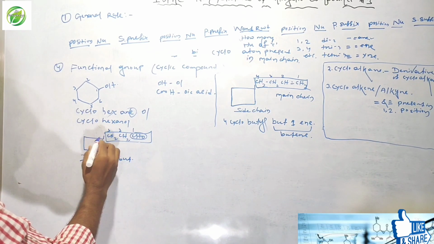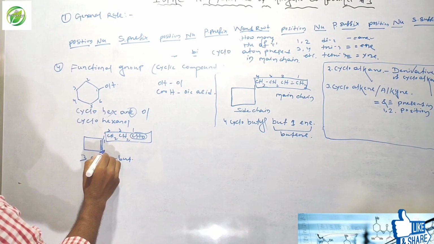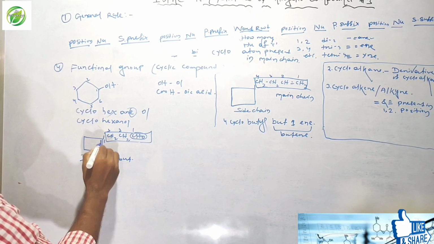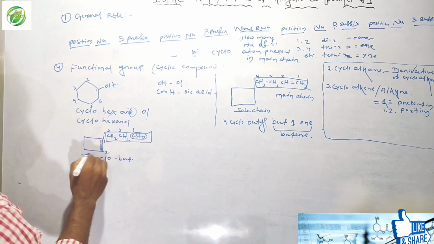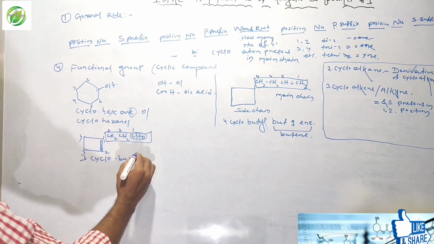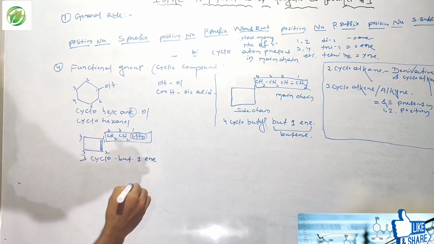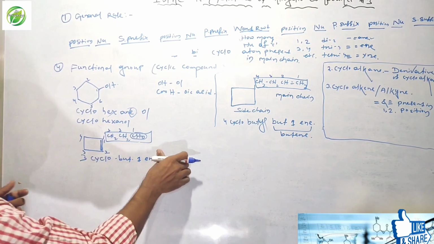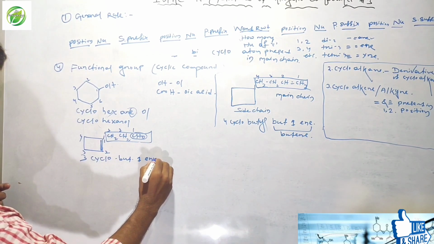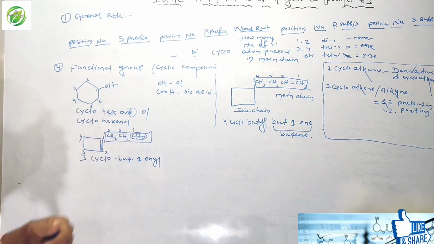We are also numbering this cyclic ring. Double bond is present in 1, 2 position. So 1, 2, 3, 4. 3-cyclobutenyl, and then write the main chain.